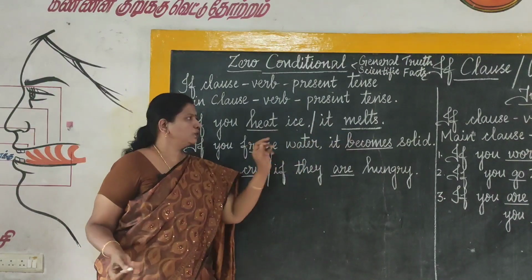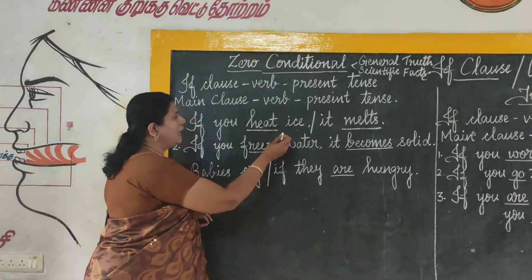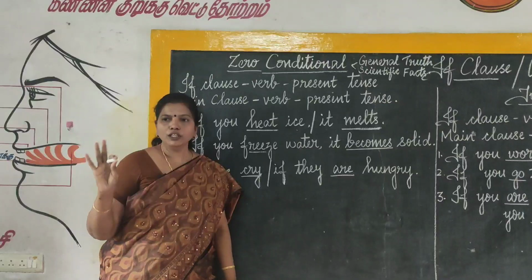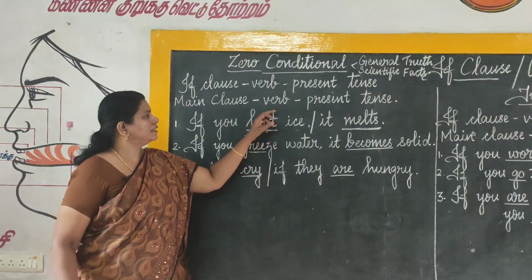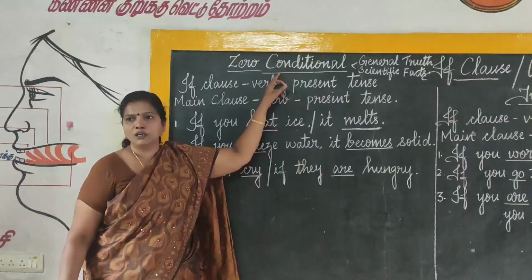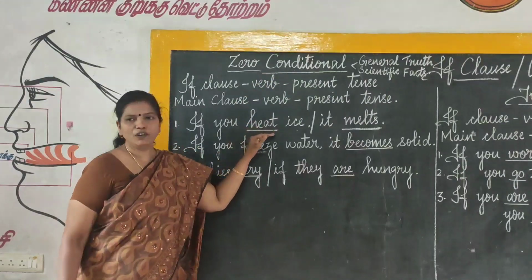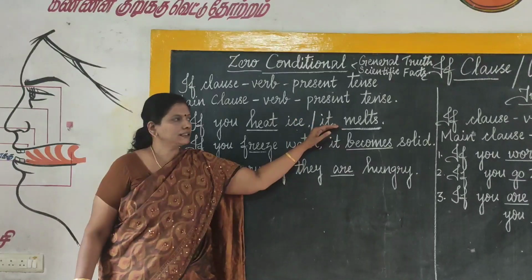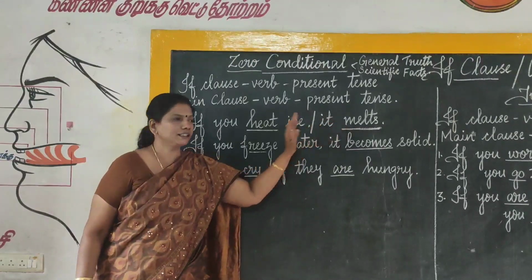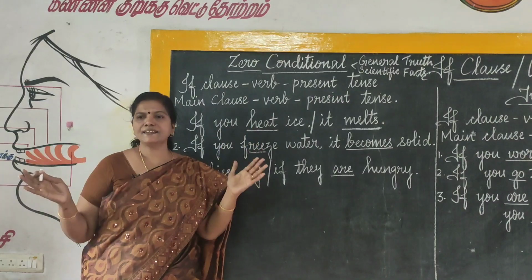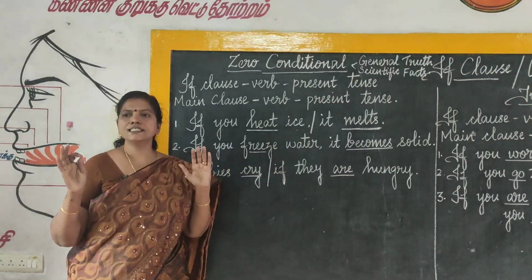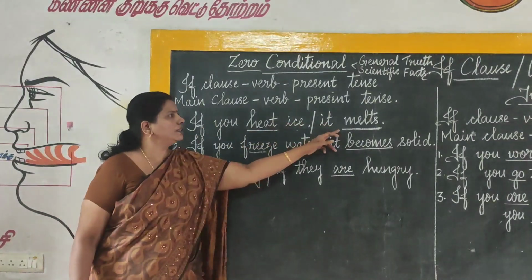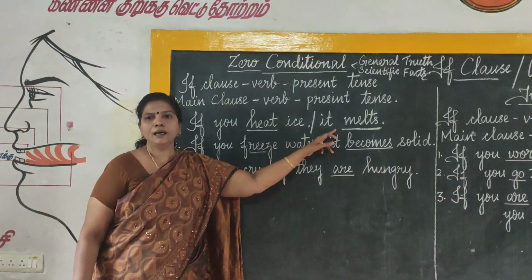It melts. So the verb in the if clause and the verb in the main clause are both in present tense. If it is like that, then it is a zero conditional clause. In the if clause the verb will be in present tense, and in the result clause or main clause the verb will be in present tense. A clause is nothing but a group of words. If you heat ice, it melts. So in both the clauses the verbs are in present tense.